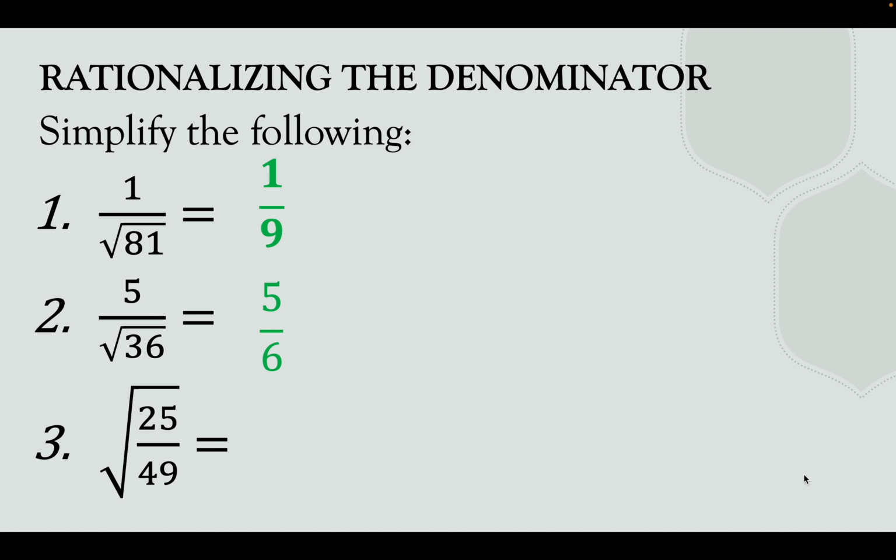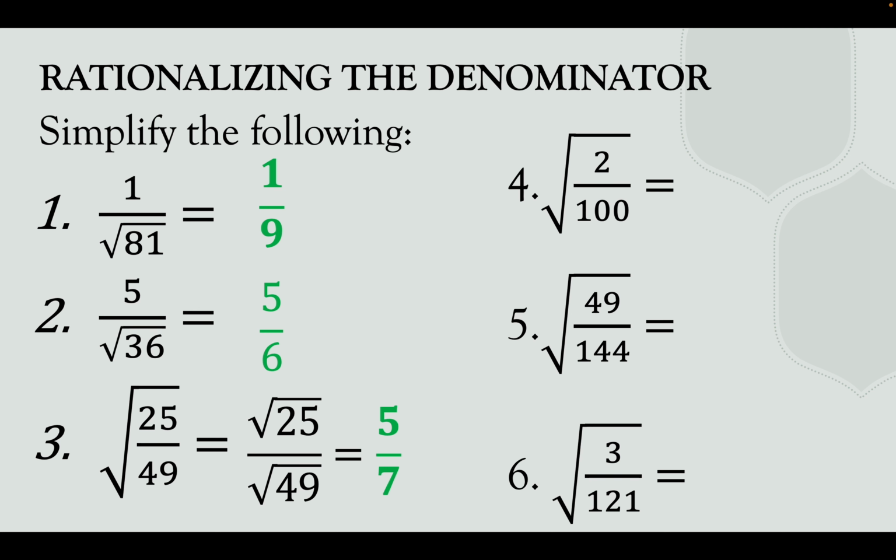Square root of 25 over 49. So if you have square root of 25 over square root of 49, so it's the same. So you will get 5 over 7. Next we have square root of 2 over 100. So you can break this down, the radical sign here. You can make this one square root of 2 over square root of 100. Since square root of 2 cannot be simplified, you can leave that as square root of 2. Square root of 100 is 10. So we have square root of 2 over 10.